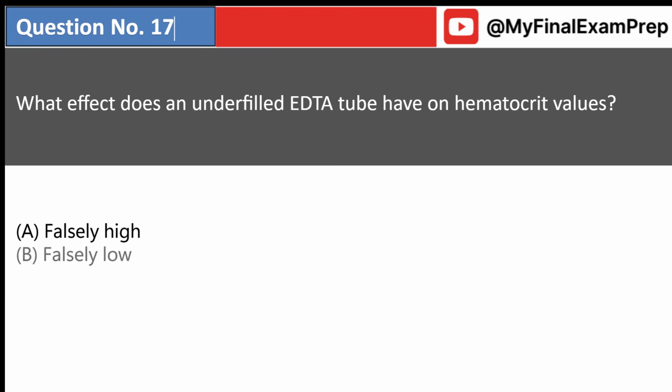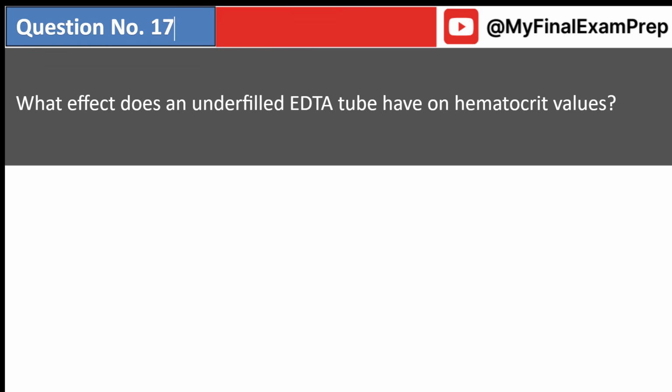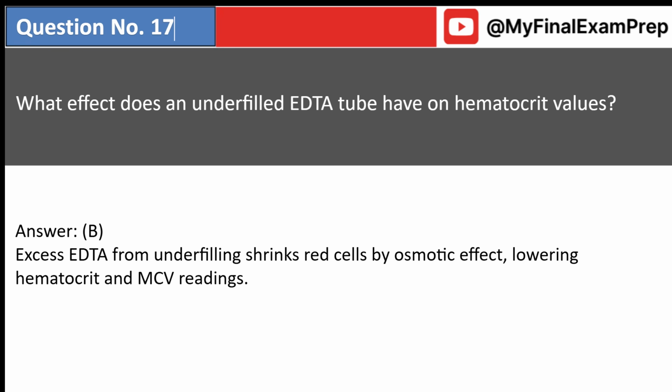What effect does an underfilled EDTA tube have on hematocrit values? A. Falsely high. B. Falsely low. C. Unchanged. D. Hemolyzed sample. Answer B. Excess EDTA from underfilling shrinks red cells by osmotic effect, lowering hematocrit and MCV readings.